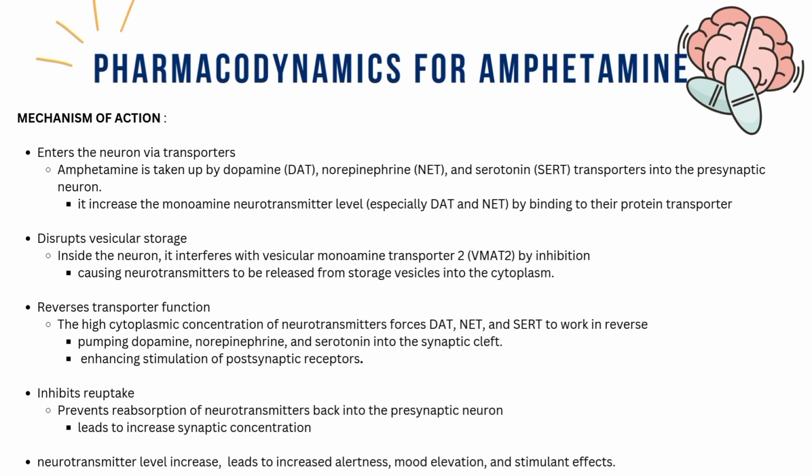Inside the neuron, amphetamine will interfere with VMAT2 by inhibition, which is vesicular monoamine transporter 2. It will cause the neurotransmitter to be released from the storage vesicle into the cytoplasm. It will reverse transporter function. The high cytoplasmic concentration of neurotransmitter forces the dopamine, norepinephrine, and serotonin transporters to work in reverse, which allows pumping of dopamine, norepinephrine, and serotonin into the synaptic cleft and enhances stimulation of the postsynaptic receptor.